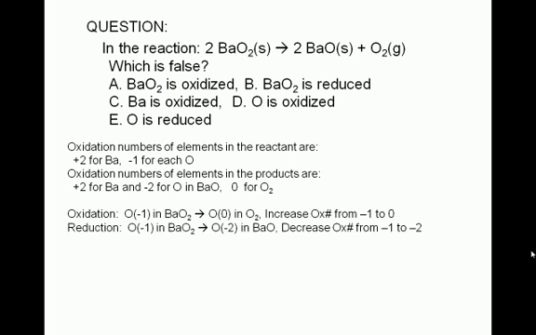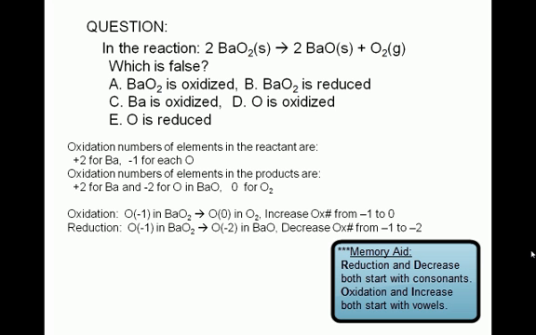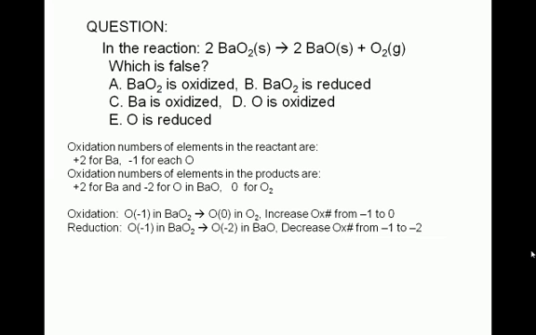Reduction involves a decrease in oxidation number. We can therefore conclude that the oxygen atoms in barium peroxide, which have an oxidation number of -1, are also reduced and end up with an oxidation number of -2 in barium oxide. Therefore, choice E is true. Oxygen is reduced. Since the oxygen that is reduced is part of BaO2, we also say that the substance is reduced in BaO2. Therefore, choice B is true. BaO2 is reduced.